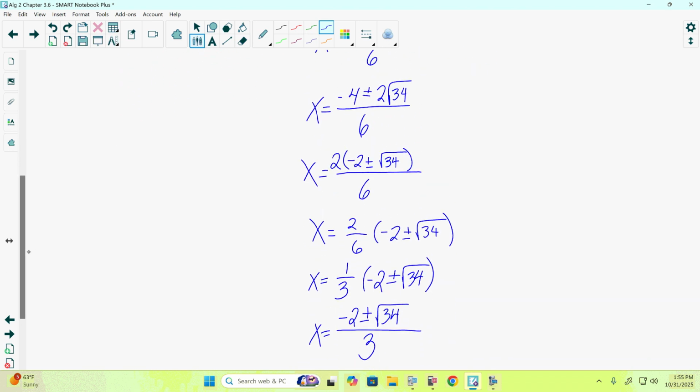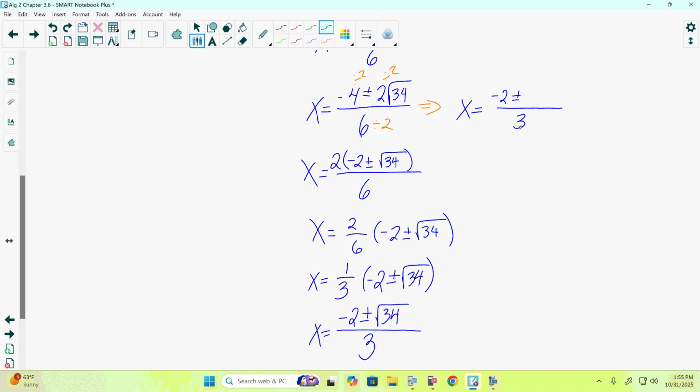So really what I could have done at this point here is said that we are dividing each of these terms by 2. Now, negative 4 divided by 2, we can see that kind of nicely. Negative 4 divided by 2 is negative 2. 6 divided by 2 is 3, yes? Now, we have to be careful with the 2 square roots of 34 when we divide by 2.